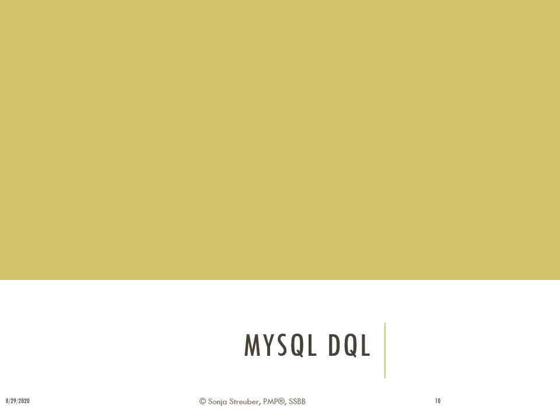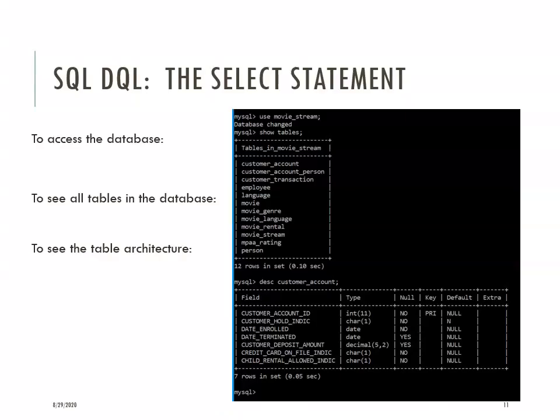Are you ready to step into the data query language? Well, here we go. To access our database after logging into the MySQL command line client, we type use and the database name and a semicolon. The semicolon is the command delimiter, which tells our MySQL engine that the command is ready to execute. MySQL will respond with database changed.